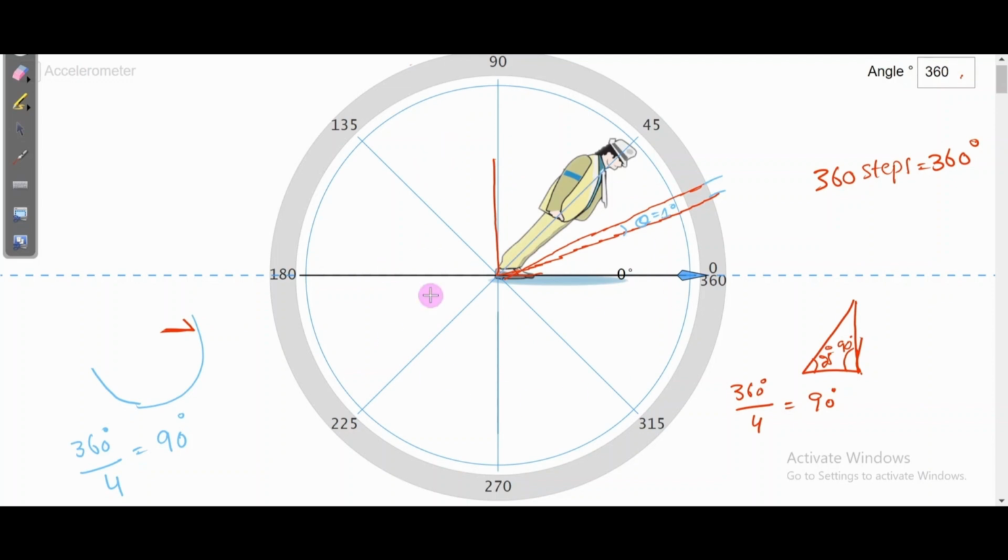This is called the plane angle, because this circle is actually 2D. It is made from the y-axis and the x-axis. So this circle is 2D. Therefore, we call the degree the plane angle. And in plane angle, we work with 2D.